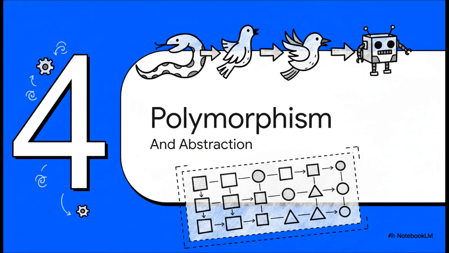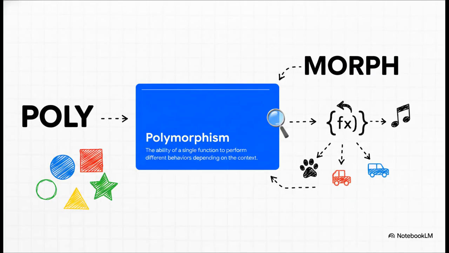Section 4, Polymorphism and Abstraction. Let's break down the word polymorphism real quick. Poly means many, and morph means forms.